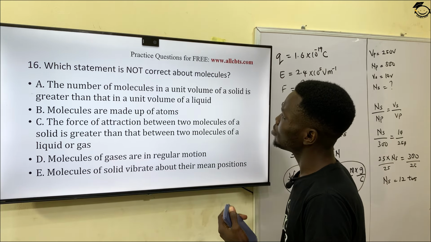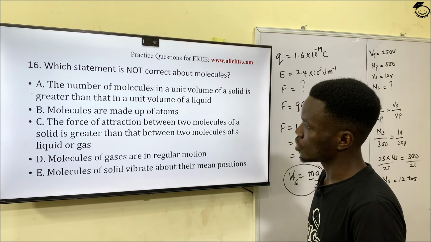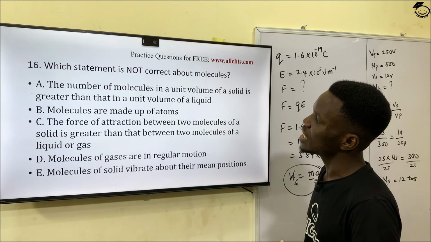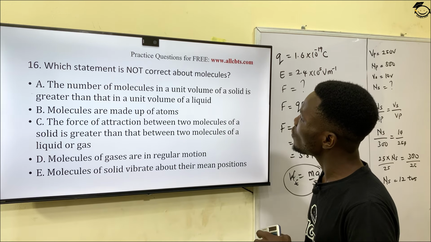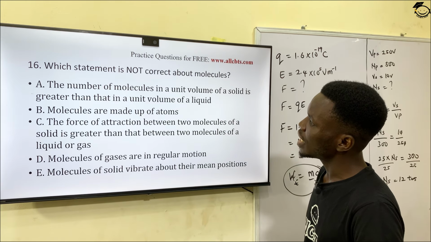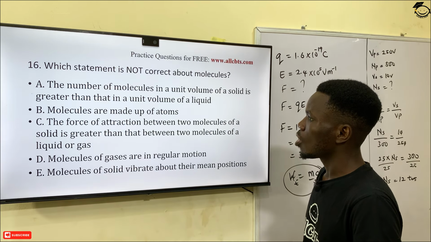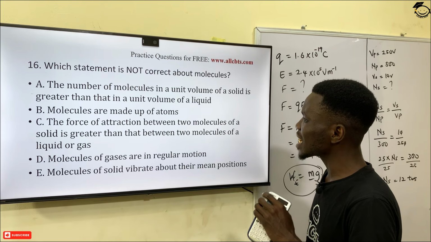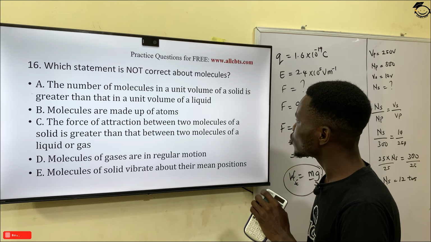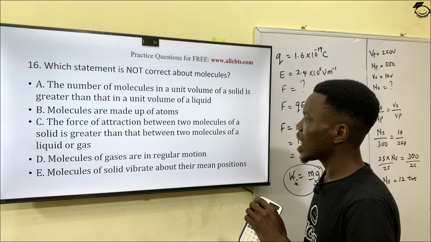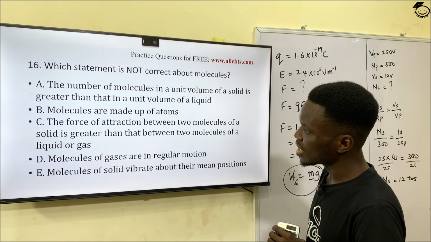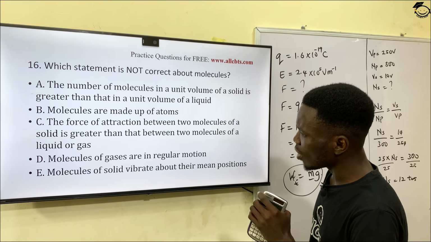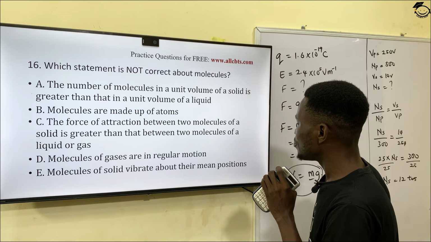Which says, which statement is not correct about molecules? Option A says the number of molecules in a unit volume of a solid is greater than in a unit volume of a liquid. Option B says molecules are made up of atoms. Option C says the force of attraction between two molecules of a solid is greater than that between two molecules of a liquid or gas. Option D says the molecules of gases are in regular motion. And option E says molecules of solid vibrate about their mean position.